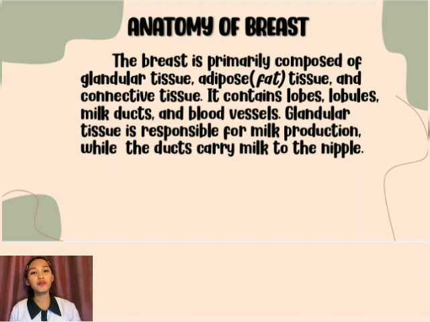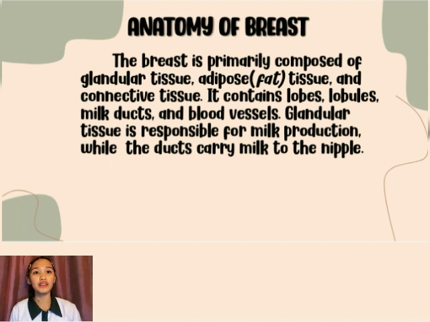For further explanation, the breast is made up of a few different types of tissue. First, we have the glandular tissue, which is responsible for producing milk. Then the adipose tissue, which is basically fat that helps give the breast its shape and size. Lastly, we have the connective tissue, which holds everything together.